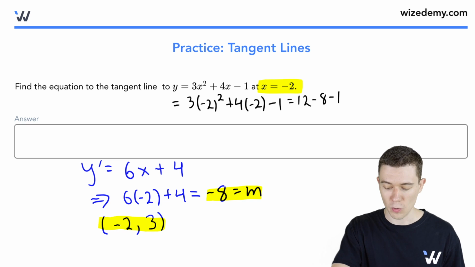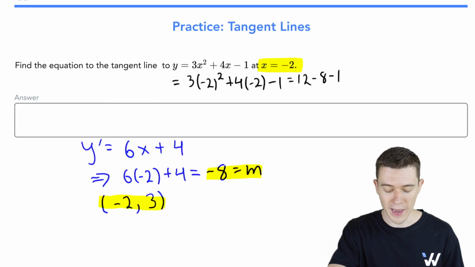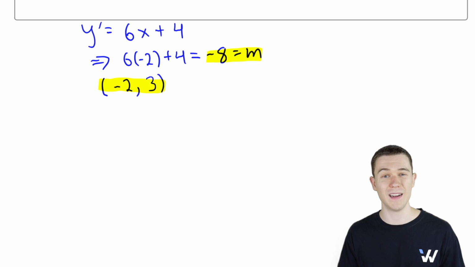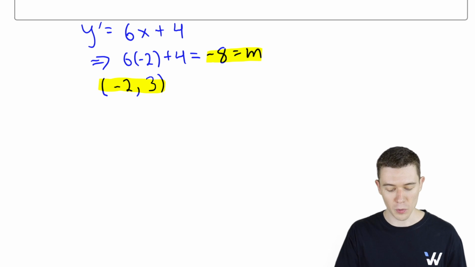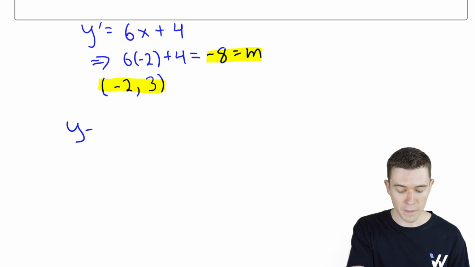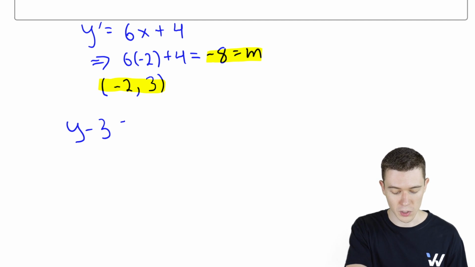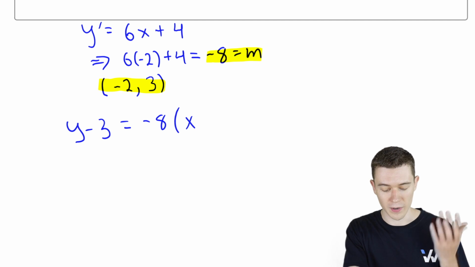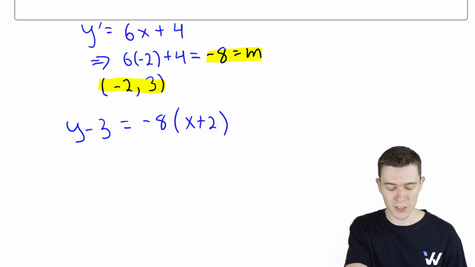Now we have a slope, we have a point. We can go ahead and just write the equation of this line. You're welcome to just use the formula for the equation of the tangent line. I'll use point slope form here. y minus y1, which is 3, equals m, x minus x1. Minus -2 would be +2.